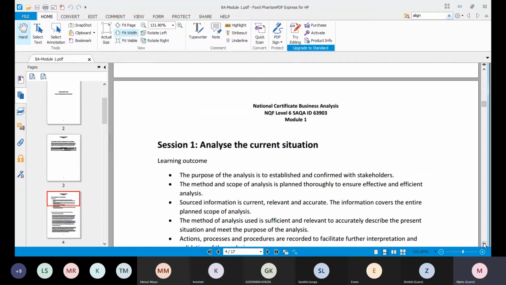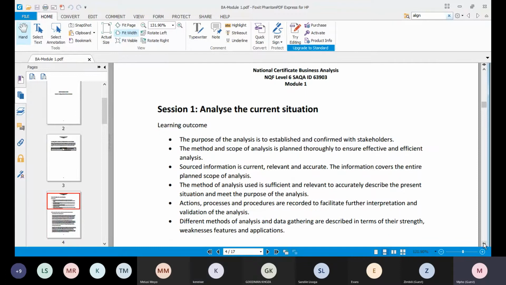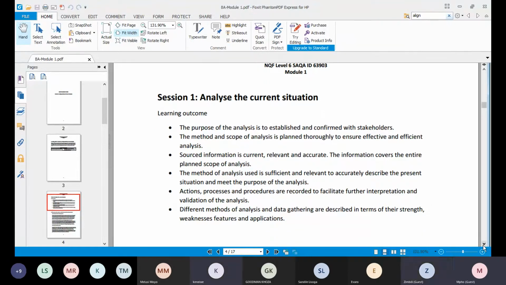So I'm going to start with the first session, session 1, analyzing the current situation. These are the learning outcomes. I'm not going to go through all of them, just a few. The first one: the purpose of the analysis is established and confirmed with the stakeholders. Actions, processes, and procedures are recorded to facilitate further interpretation and validation of the analysis. So these are some of the learning outcomes of this session.